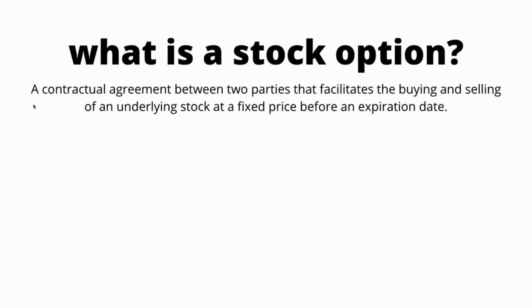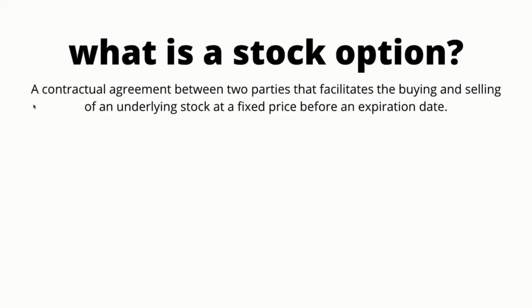So the first thing we should talk about is, what is a stock option? Because I'm assuming some of you are new or beginners and you may not understand. So let me just read this real quick. All right, so stock options: a contractual agreement between two parties that facilitates the buying and selling of an underlying stock at a fixed price before an expiration date. Well, what the heck? That's a lot of words, right? What does that really mean?